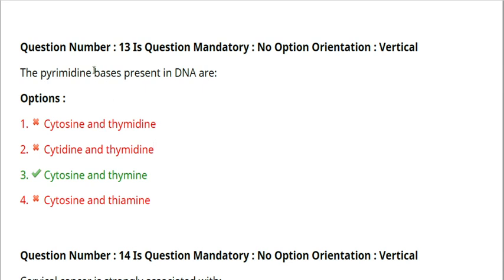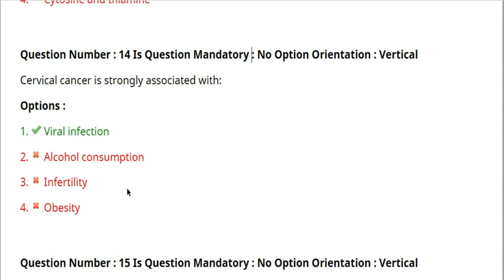Okay, here since they are asking about bases, you should click only cytosine and thymine. Cervical cancer is strongly associated with, so cervical cancer is generally caused by a virus only, friends. The virus involved in causing cervical cancer is HPV, that is human papillomavirus. This virus is also responsible for causing anal cancer, vaginal cancer, penile cancer, friends. But currently they have identified a vaccination for this particular virus, friends.